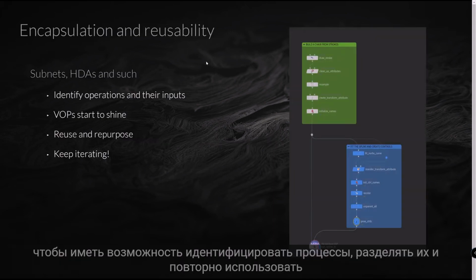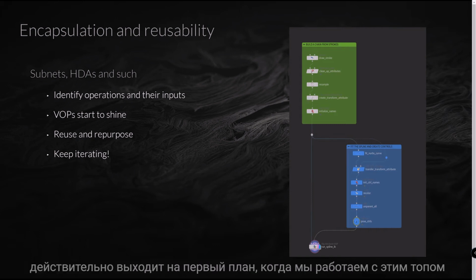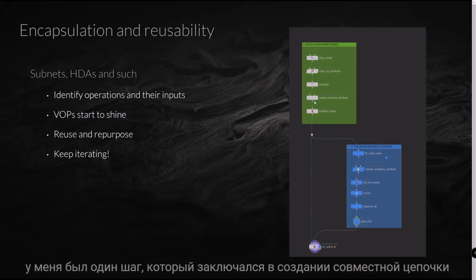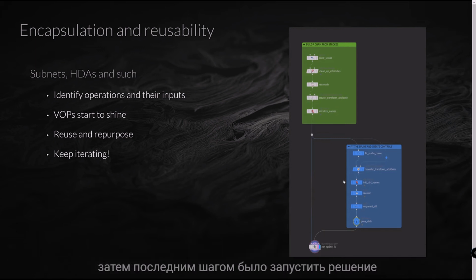So being able to identify select processes and split them up and reuse them for different things is something that really gets brought to the fore when we're working with these top level tools. If I look at the network I just created, I had one step which was to build a joint chain, then another step which was to fit a spline and create the controls, and then the final step was to actually run the solve.